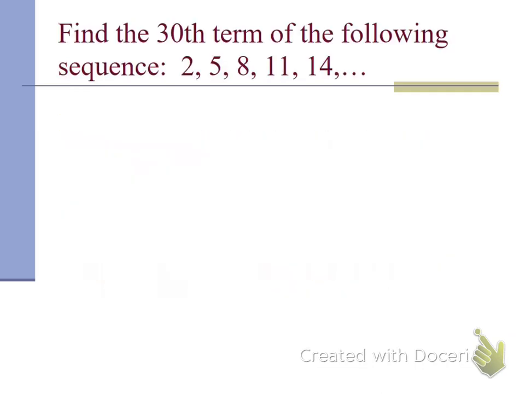So if I gave you this sequence and said, find the 30th term of this sequence: 2, 5, 8, 11, 14. It's increasing by how many? 3. Every one of you could very quickly find the 30th term. You just write it out, boom, keep adding 3, correct? But what if I ask for the 245th term of this sequence? That's going to be a little bit more tedious.